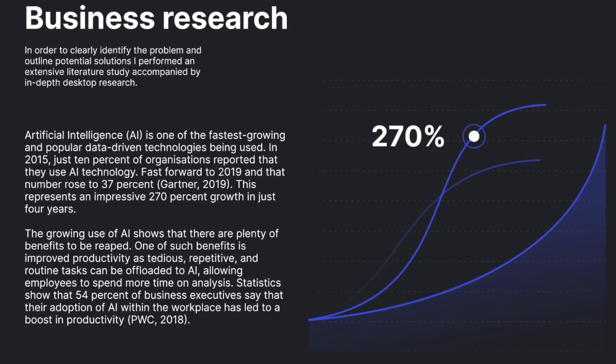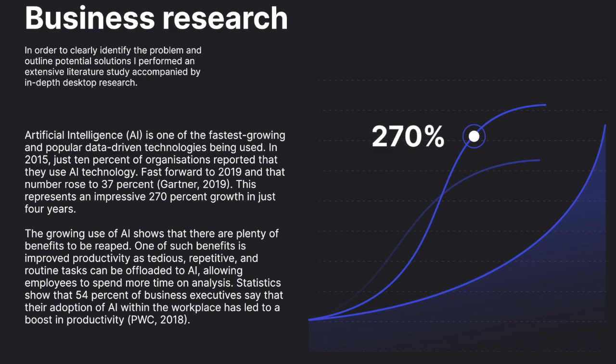Artificial intelligence is one of the fastest growing and popular data-driven technologies being used today. In 2015, just 10% of organizations reported that they use AI. Fast forward to 2019, and that number rose to 37%. This represents an impressive 270% growth in just 4 years. The growing use of AI shows that there are plenty of benefits to be reaped.